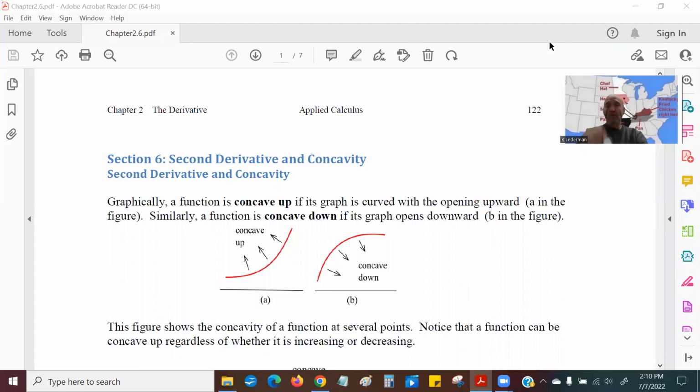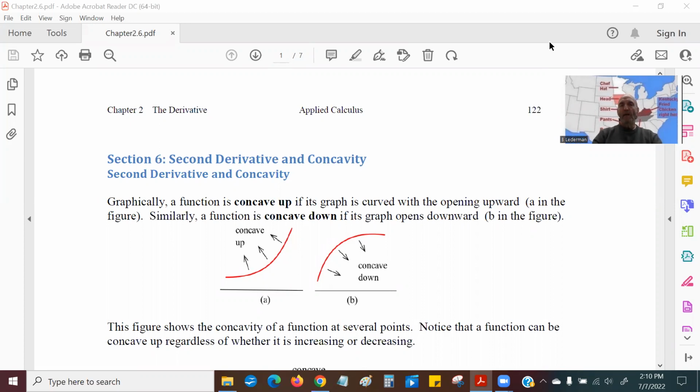Hi, everybody. Today we're going to do section 2.6. Well, this video is on 2.6, and 2.6 is the second derivative. Now, what is the second derivative? That's very simple. You just take a derivative, and then you take the derivative of the derivative. That's your second derivative. Very simple.